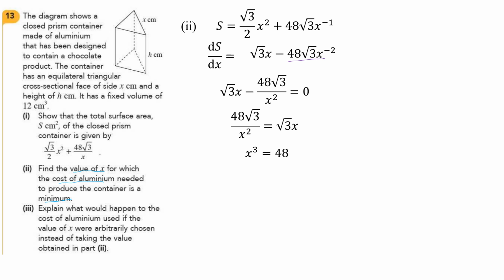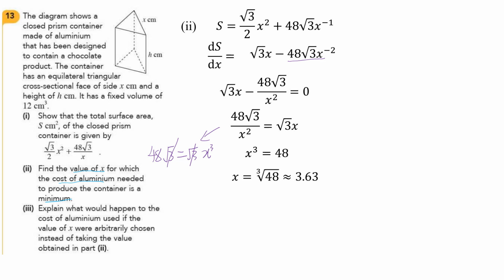Do a cross multiply. Oh yeah, do a cross multiply. I skipped one step here. If you do a cross multiply, you get 48 square root 3 equals square root 3 x to the power of 3. And this square root 3 goes off. So you get x to the power of 3 equals 48. So therefore, x will be the cube root of 48, which is 3.63. Right, so this is what we need to do for part 2.